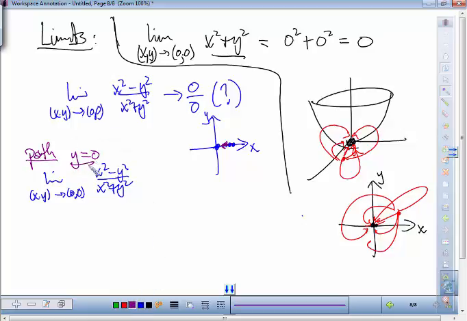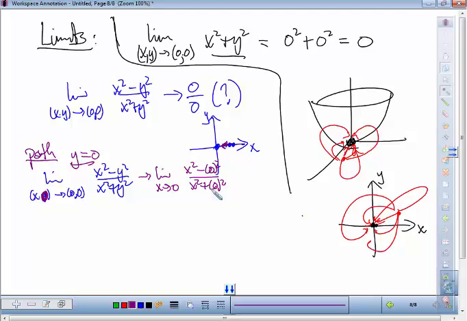Now, I said my path was y is equal to 0. So why don't I change this y into 0? And therefore, since y is already equal to 0, I have the limit as x approaches 0, because the y is already 0, I don't need to worry about that, of x squared minus 0 squared divided by x squared plus 0 squared. So if y is equal to 0, let me just replace all the y's with 0.